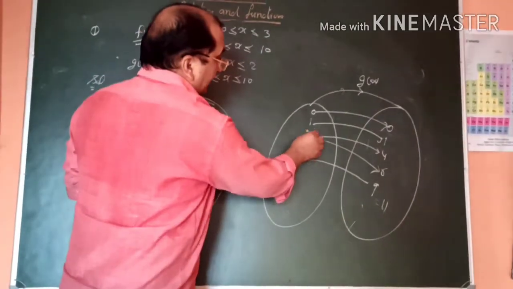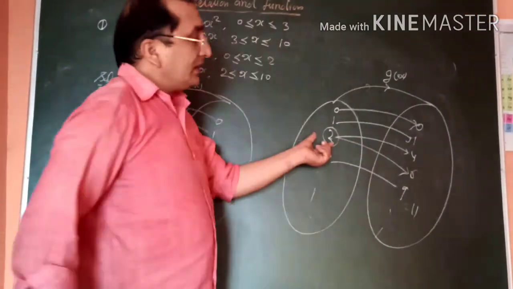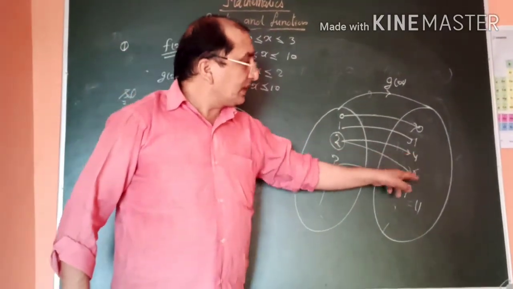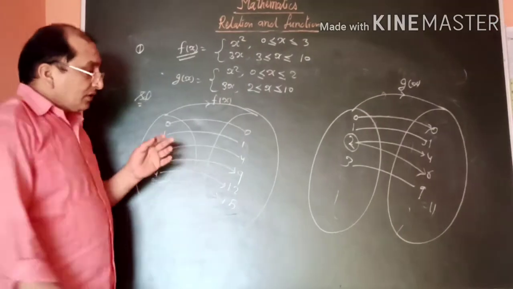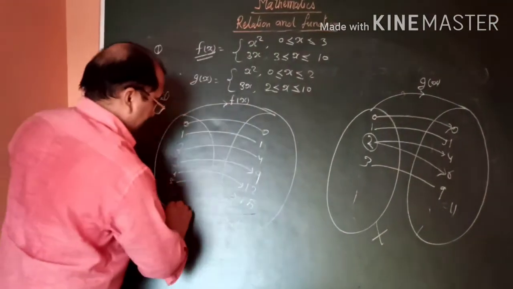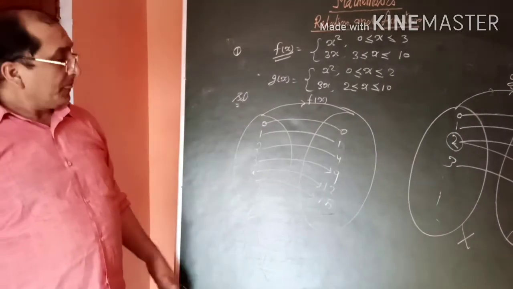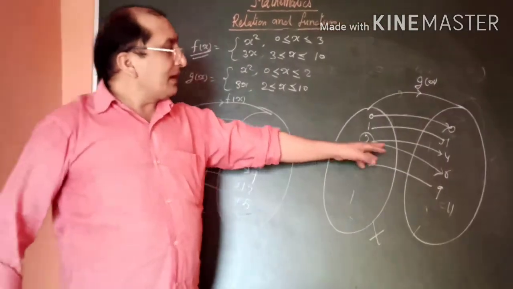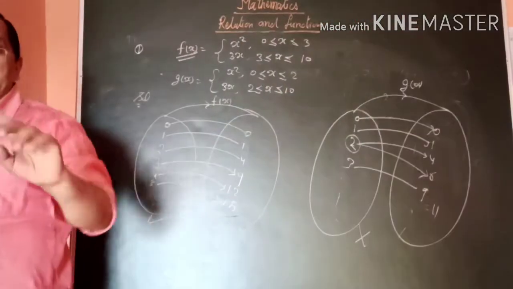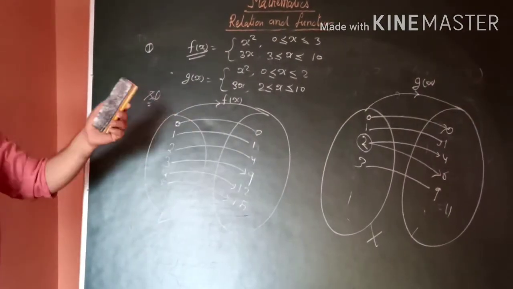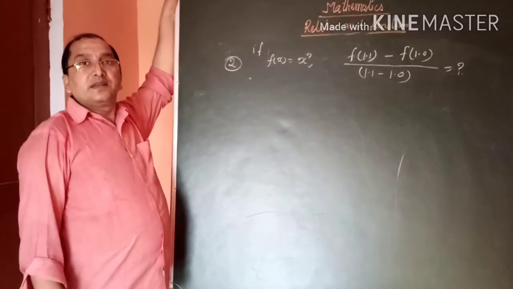But we know that if any one element has two images, here 2 having the images 4 and 6, then this is not a function, and the other one is a function. Because here one element has only one image, and here one element has two images, and such a function is not defined. Therefore, f(x) is a function, g(x) is not a function.